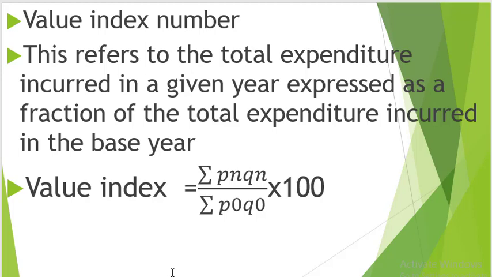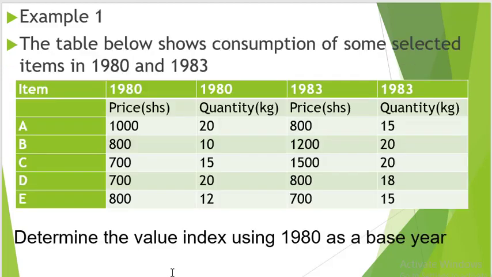Then let us advance to value index number. This refers to the total expenditure incurred in a given year, expressed as a fraction of the total expenditure incurred in the base year. By formula, value index is equal to summing Pn Qn over summing P naught Q naught times 100. Let us see our first example.